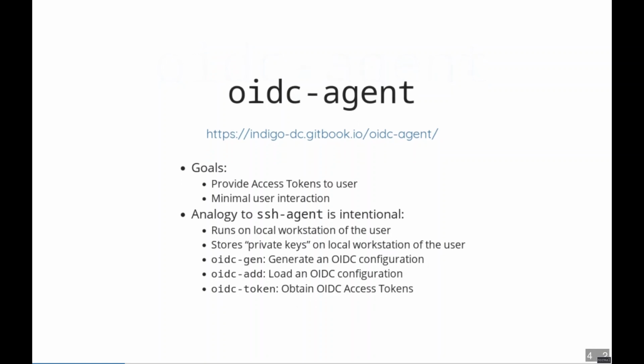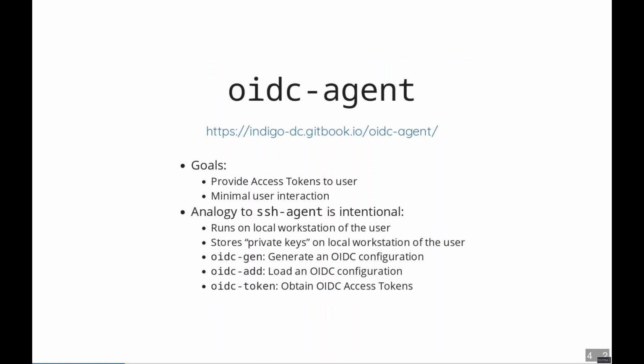Let's start with OIDC Agent. The goal of this tool is to provide access tokens to the user with minimal user interaction. The analogy to the SSH agent is intentional. So it runs on the local workstation of the user. It stores private keys, in our case the refresh token, on the local workstation of the user. It provides a few commands to interact with the agent. OIDC Gen generates an account configuration with a remote OIDC provider. OIDC Add loads that account configuration into memory, and OIDC Token uses that loaded configuration to obtain access tokens.